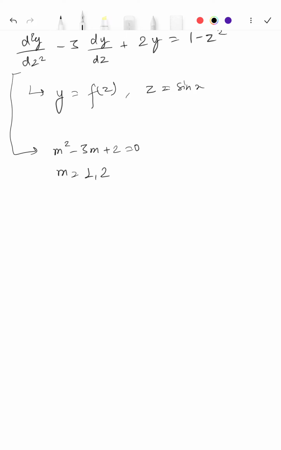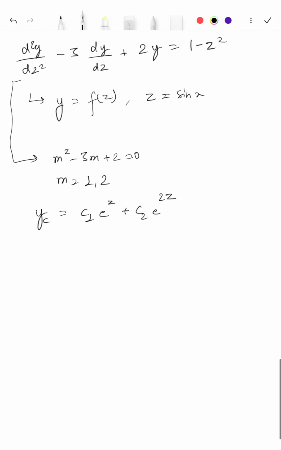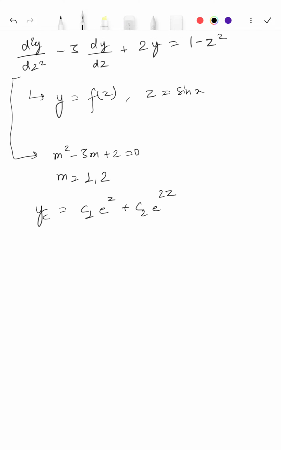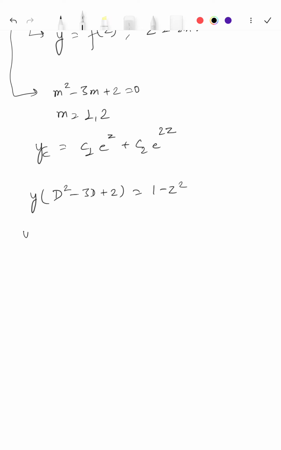So the homogeneous solution becomes y homogeneous equals c1 times e to the power z plus c2 times e to the power 2z, right? Now we have to go for the particular solution. For the particular solution, we will use the differential operator method. What we have here is y times (d square minus 3d plus 2) equals 1 minus z square, right? So yp equals 1 by (d square minus 3d plus 2) times (1 minus z square).